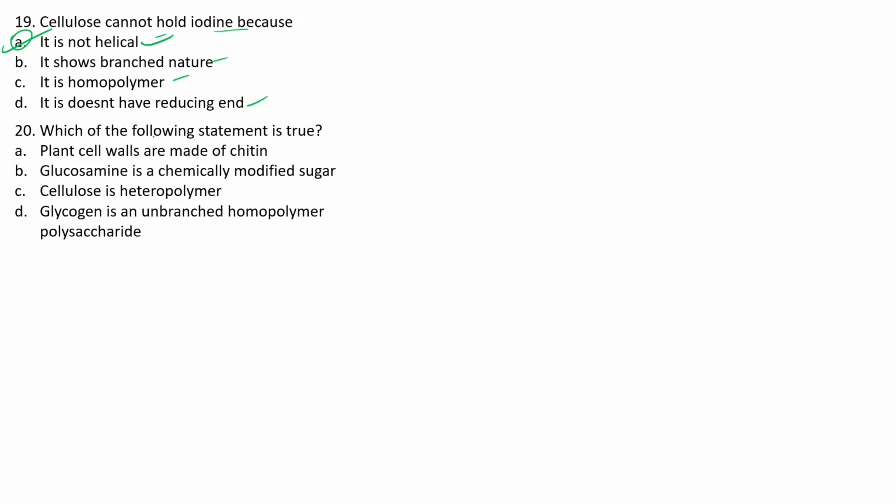The next question: which of the following statements is true? Plant cell walls are made up of chitin, glucosamine is a chemically modified sugar, cellulose is a heteropolymer, glycogen is an unbranched homopolymer polysaccharide. We know that glycogen is actually a branched homopolymer, so this is a wrong statement. Cellulose is actually a homopolymer, wrong statement again. And glucosamine is a chemically modified sugar. Exactly, it is the true statement. We all know the plant cell wall is mainly made up of cellulose, not chitin. Chitin is in the case of fungi and the exoskeleton of arthropods. So even A is the wrong answer.